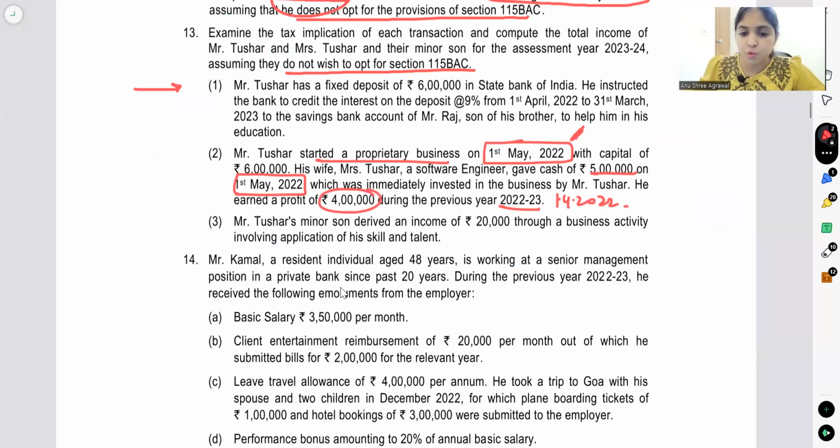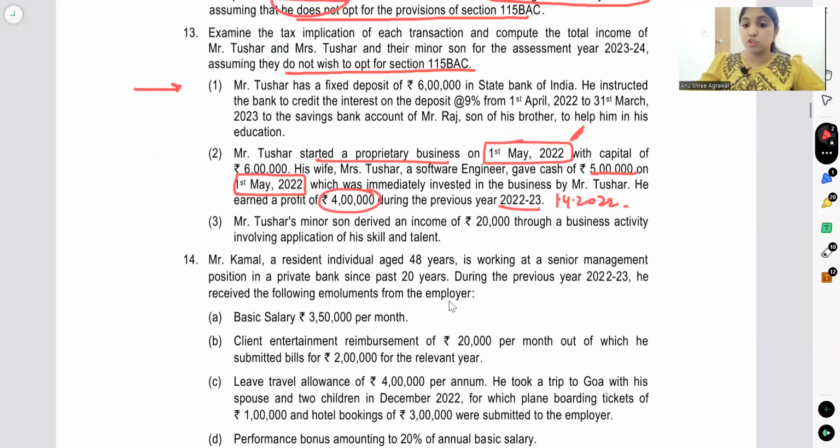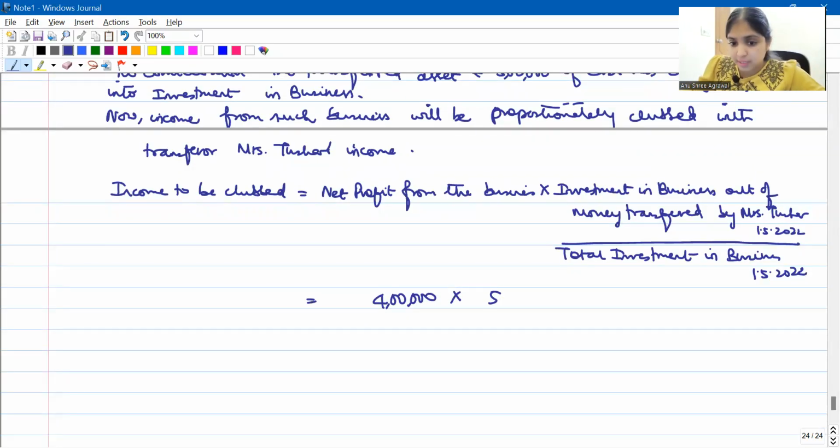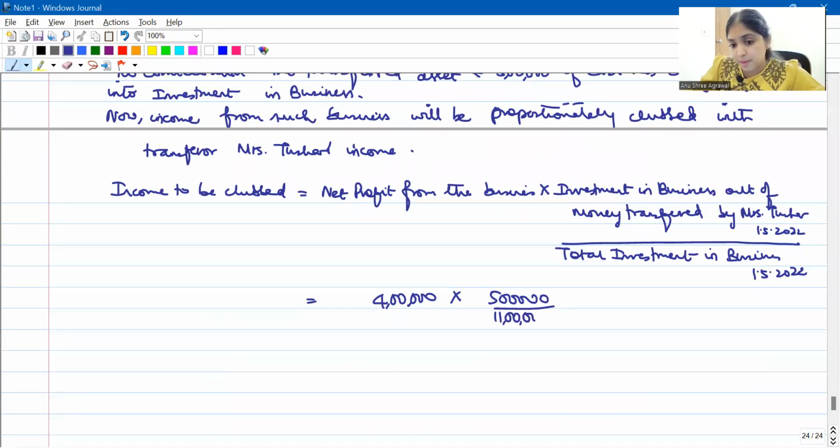Now, what is the net profit from the business, guys? The net profit is 4 lakhs from the business into the investment out of money transferred by Mrs. Tushar. She had transferred 5 lakh rupees on 1st May, and that money was immediately invested in the business on 1st May itself. So the money invested out of Mrs. Tushar's money is 5 lakhs, divided by total investment. Mr. Tushar started a proprietary business with capital of 6 lakhs. This 6 lakhs plus his wife gave him 5 lakhs, and even this 5 lakhs was put into the business. So what is the total investment in the business on 1st May? 11 lakhs. All right, guys.